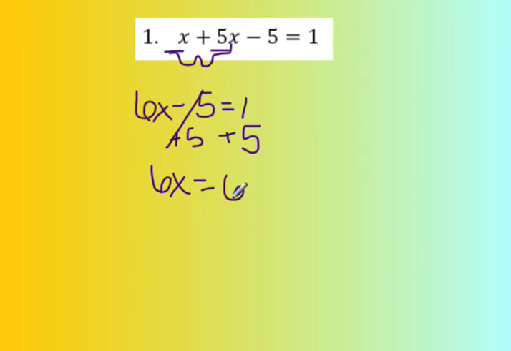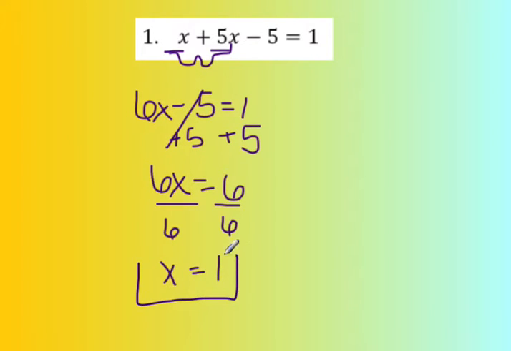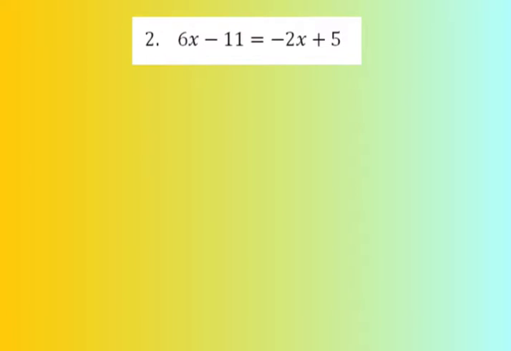Now I'm on to step 4. I need to use multiplication or division to cancel the coefficient. So what I'm going to do is divide both sides by 6. When I divide both sides by 6, I end up getting that x is equal to 1. So that is my final answer for number 1. Now let's take a look at number 2.